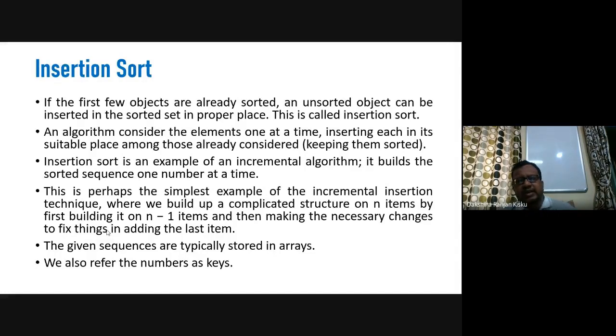Initially we can keep the sorted array empty, and the entire array can be considered as the unsorted elements. The unsorted elements will be taken one by one into the proper place in the sorted array, and then we can perform the insertion operation. That is why it is called the incremental algorithm, because it builds the sorted sequence one number at a time. At a time we cannot take two or three elements from the unsorted array. Every time we need to take only one element from the unsorted array, then we place that element in the proper place in the sorted array.